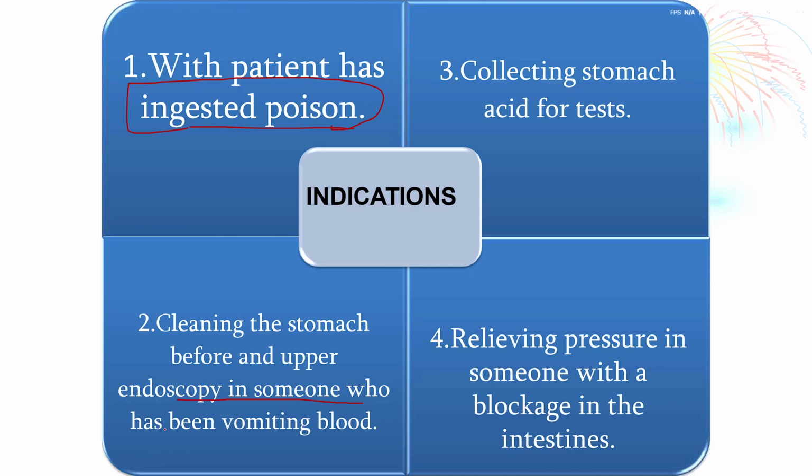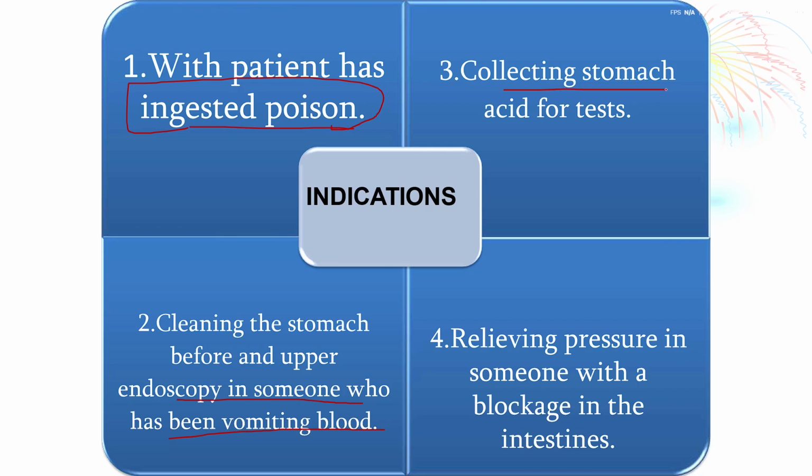Someone who has been vomiting blood, for example, in esophageal varices, there is a lot of engorgement of the blood vessels of the esophagus. So here, most of the time the bleeding occurs. To arrest this bleeding or find out the endoscopic cause for it, we need to perform gastric lavage.